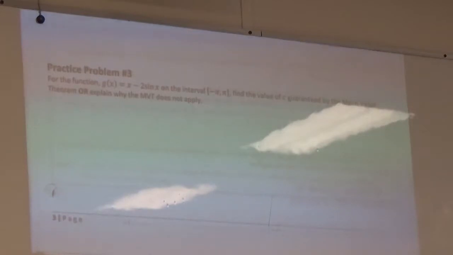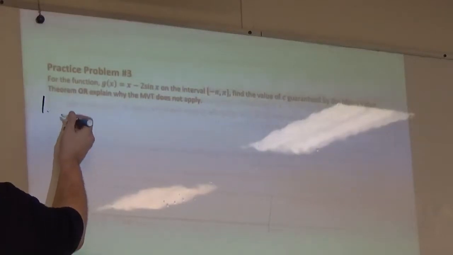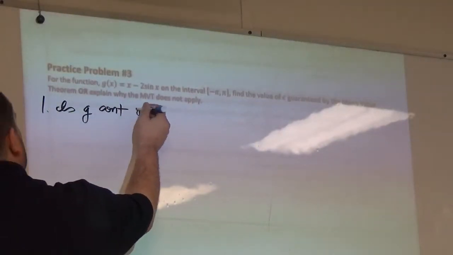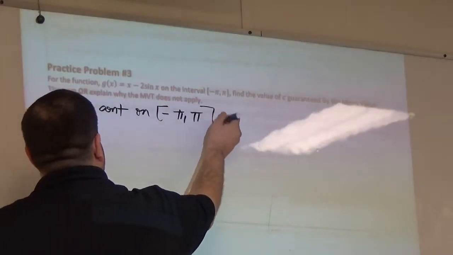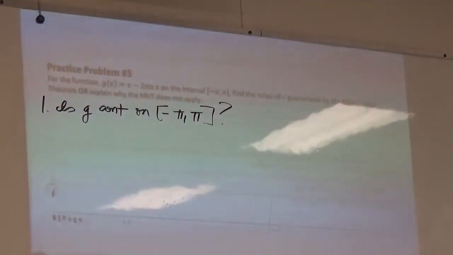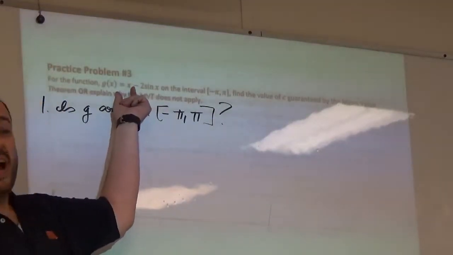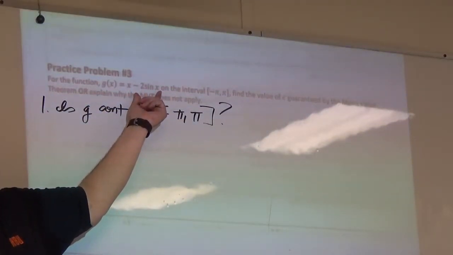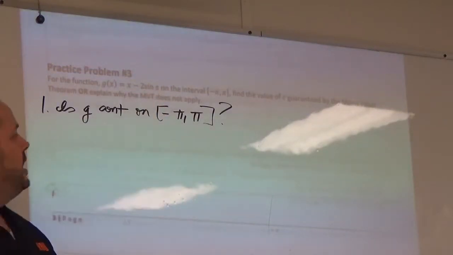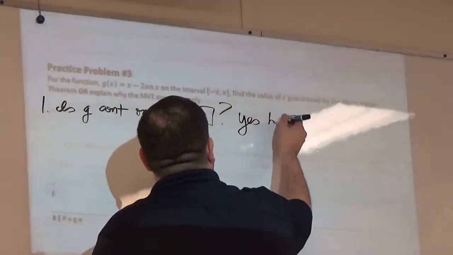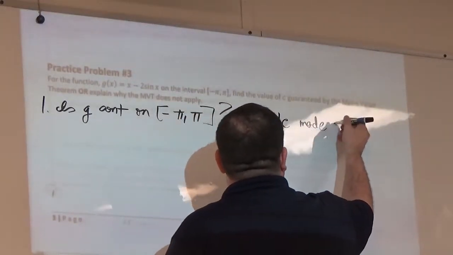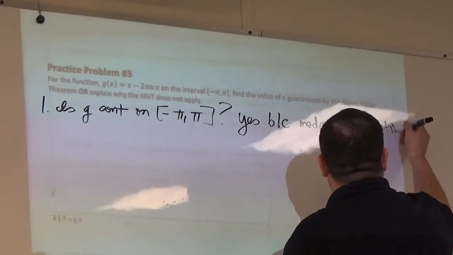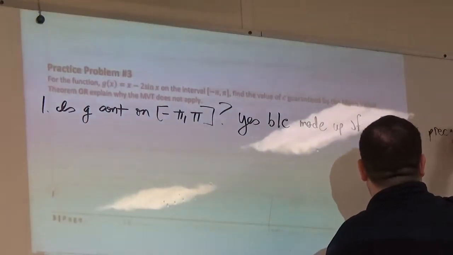All right. For the folks that are with me, what's your first move? Is this function continuous? So step 1, is g continuous on that interval negative pi to pi? If I look at it in pieces, y equals x, that's a line. That's continuous. Sine of x, familiar function? Also continuous, right? So I would just say yes, because it's made up of continuous pieces. I don't necessarily like that idea, but let's go with it.